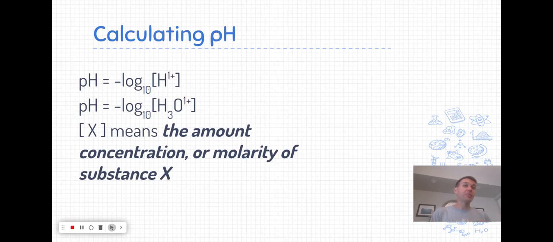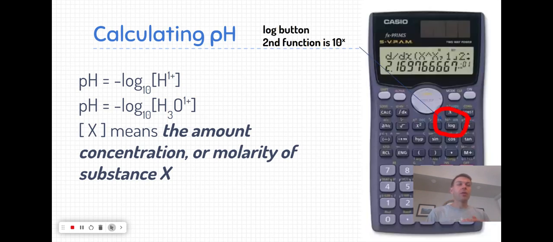The pH scale is specifically based upon the concentration or molarity of hydrogen ions in that solution. To calculate pH, we take the negative log base 10 of the hydrogen ion concentration. Recall that when you see a square bracket around a chemical, that is always referring to the amount concentration or molarity of that chemical. On all scientific calculators, the default log button is a log base 10. So when you're calculating pH, you're just using that log button on your calculator.